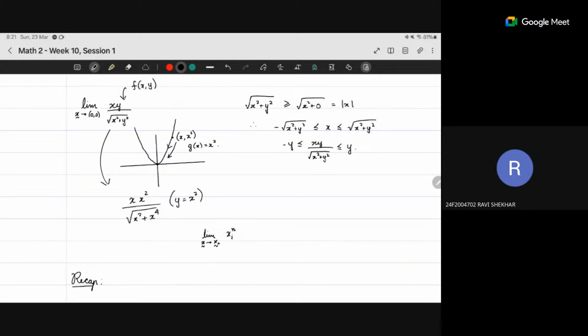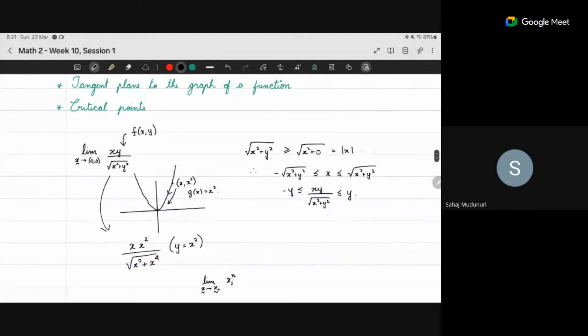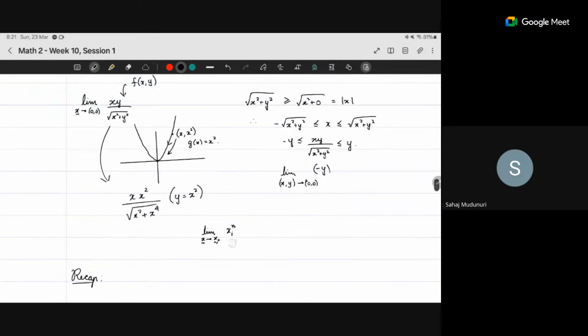Sir, how to interpret this? How to interpret what? I understood till the final part, but from there, how do you apply the sandwich theorem? Just take the limit as (x,y) goes to (0,0) on both sides. This is just minus y, so this is just like xi. So it's just x2. That should be 0. That will be 0. So both are zero, therefore that is zero.